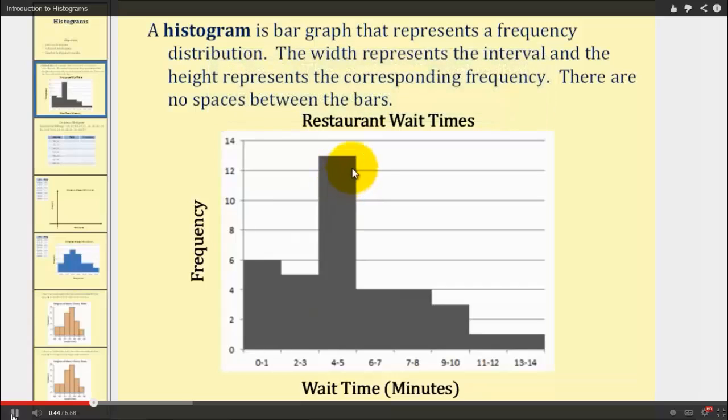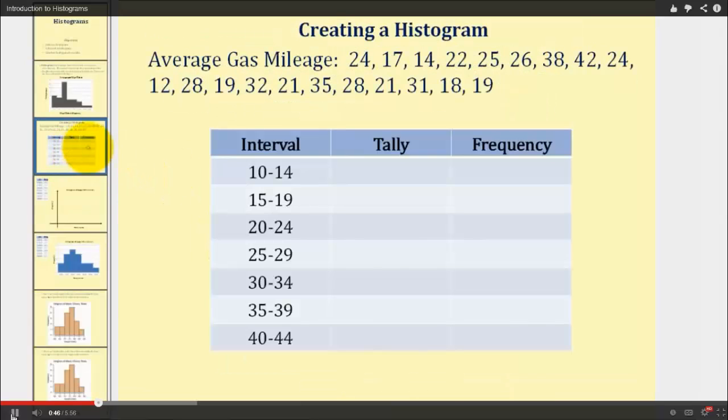Now let's construct our own histogram. Here we're given data on average gas mileage of 20 cars. Before we create the histogram, we'll complete this frequency table where we already set up the intervals. Once again, notice how they have the same width or the same size, and there are 7 intervals here. We can say we have 7 bins. We'll first go through and tally the data in the correct interval and then find the frequency.